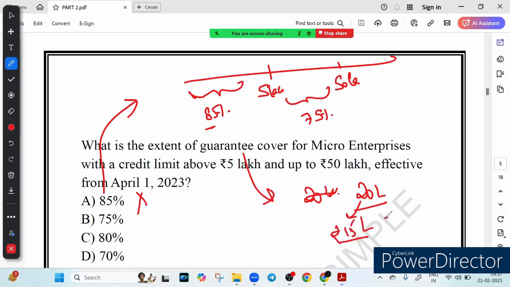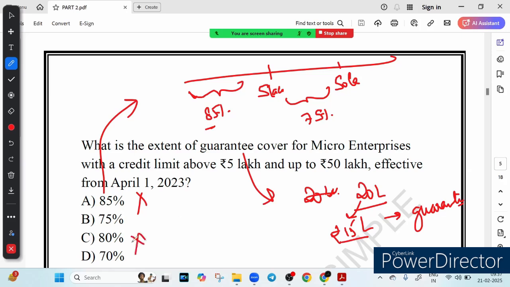Remember, this 15 lakh is covered under the guarantee scheme, reducing the lender's risk. It obviously reduces the lender's risk, right? Whoever is lending, it reduces the risk. So remember, from 5 lakh to 50 lakh, the guarantee cover is 75%. And now option C says 80%.